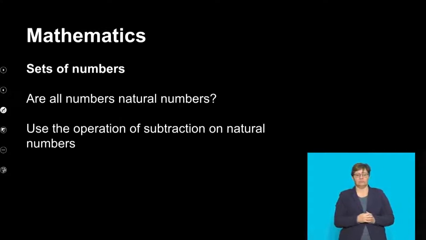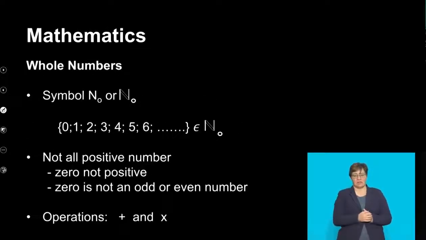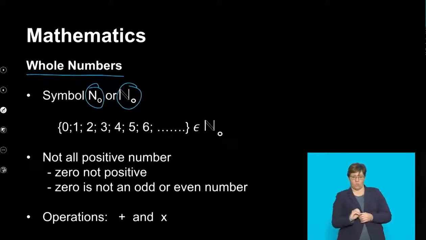And then, are all numbers natural numbers? We need to think about that, right? You use the operations of subtraction to talk about this. Now, we also have what we call whole numbers, which are symbolized by N with a subscript of 0, right? A circle there. And this normally starts from 0.